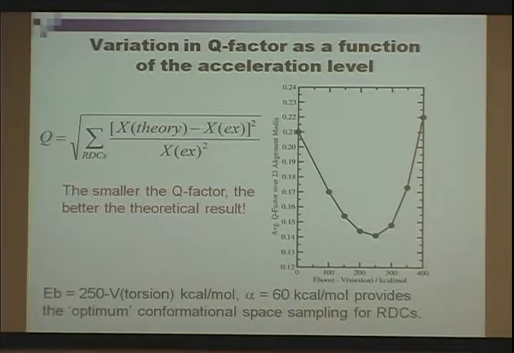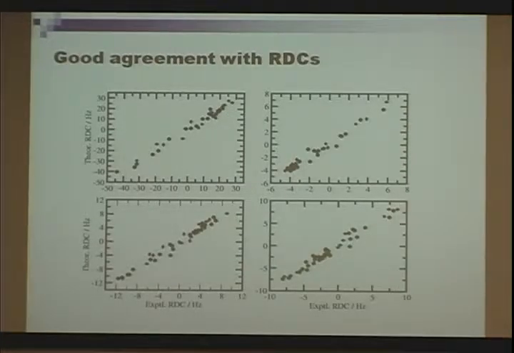We start off at a boost energy of 0, which is a standard MD simulation, with a Q value of 0.21, and you can see that the Q value improves. It gets smaller, so we're getting better agreement with the experimental RDCs. And then at some level of acceleration, it gets worse again. So it appears that there's an optimal conformational space sampling ensemble that we've acquired at this particular acceleration. This is just an idea of the sort of agreement that we're getting when we compare theory with experiment for RDCs in different alignment media.